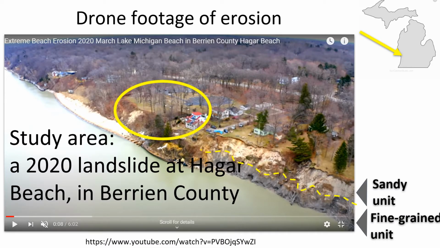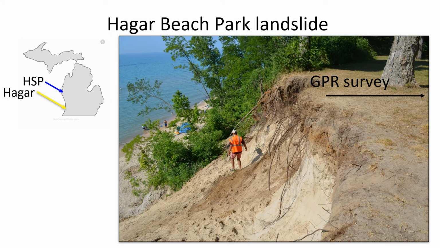Our second study area was a failed bluff at Hager Beach Park in Berrien County in southwestern Michigan. From this view, we can see the landslide in our study area, as well as the exposed sandy unit above the fine-grained unit that is so common along the shoreline. The cliff face at the landslide site was covered in the slump of this sandy unit, and the contact between the fine-grained unit and the sand is obscured. But we confirmed that it was down there. Then we did a GPR survey going across the top of the bluff, this time perpendicular to the shoreline.